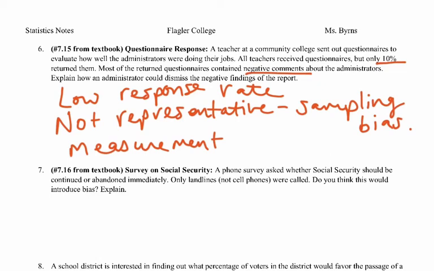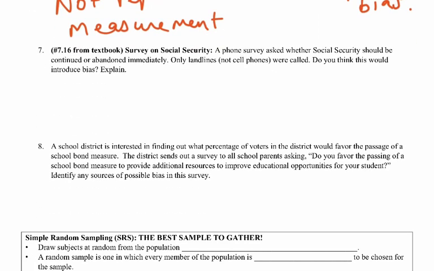And if you're new to Flagler, what we do at the end of the semester is we send out email reminders to fill out your evaluations for your classes. And we keep sending these reminders out until we get something like a 70 or 75% response rate. And the reason is because we don't want to end up with a 10% response rate. We want something much higher than that. And so this is the reason. We don't want to have a sampling bias or a measurement bias. Okay, let's try the next one.